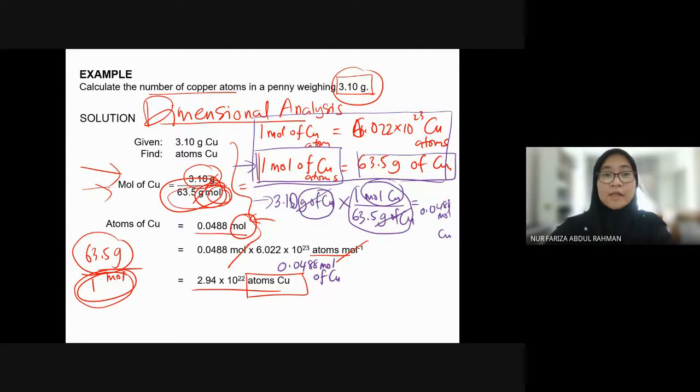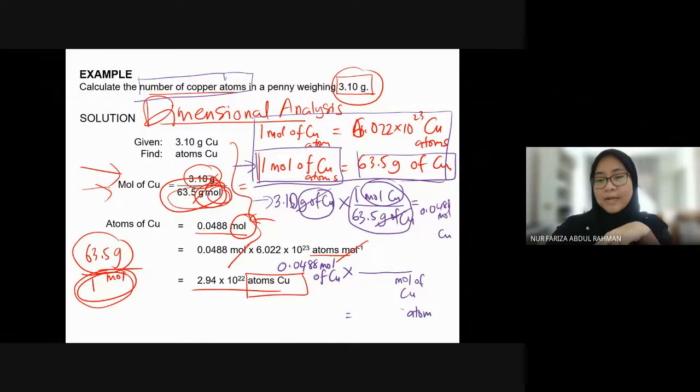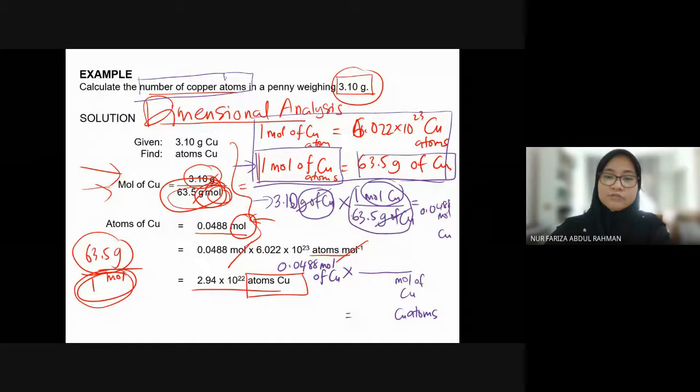Alright, we want the final answer to be in the form of number of copper atoms. So multiply again, draw a line. The unit should be mole of copper for the denominator. The final answer should be in the form of copper atom. So what is the relationship that is suitable to be used now? The most suitable one would be the first one. Can we use the one below?